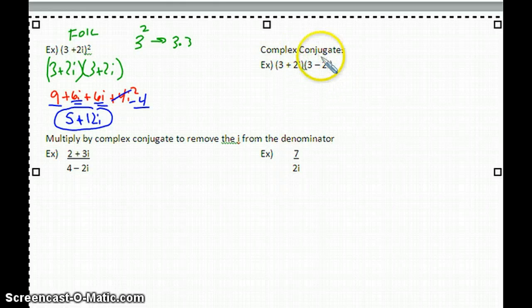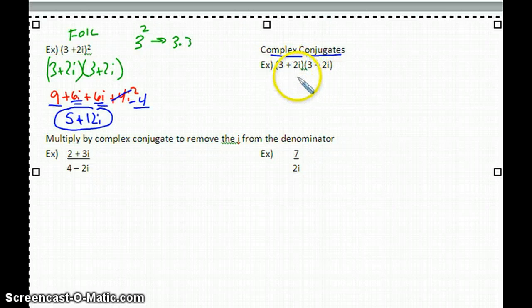Now again, when we deal with multiplying a complex number by a complex number, but more specifically for this problem, notice the only difference is a plus and a minus here. Well, this special relationship is called a conjugate, and because these are complex numbers, we call these complex conjugates, where you just change the sign in the middle.